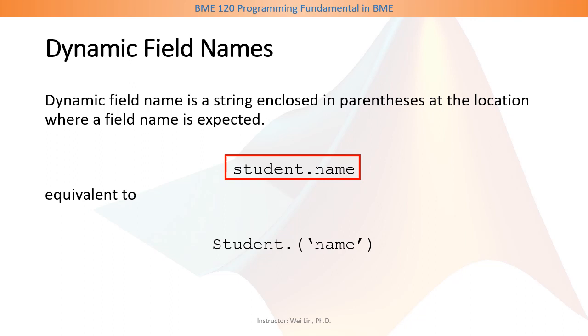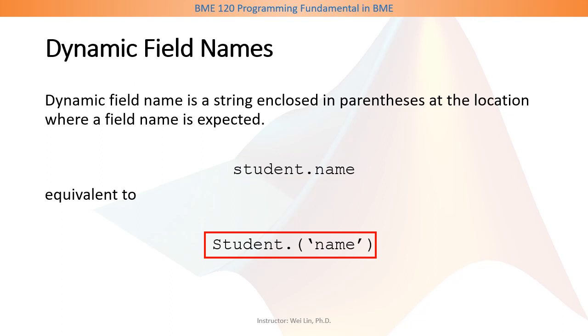However, you can choose another type of field name expression. It's called dynamic field names. Here you will see that the field name is replaced by a parenthesis, and inside the parenthesis is a string. And this string is the name of a field. What is the benefit of this? Well, you can replace the string with a variable. And if you assign the variable a string that represents different fields, then you can use the same expression to access different fields of a structure.